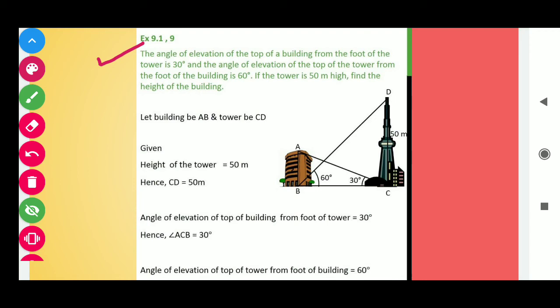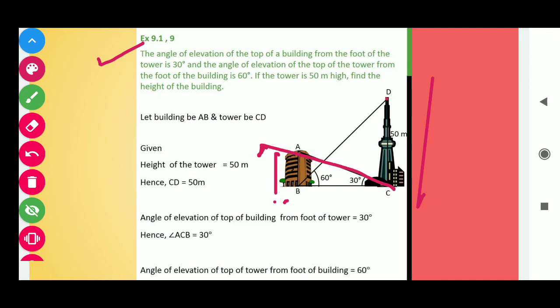Student क्वेश्चन को ध्यान से समझेंगे. Angle of elevation of the top of the building from the foot of the tower. You can see here that this is the building. Okay, this is the building and this is the tower. Angle of elevation of the top of building from the foot of the tower is 30 degree. Tower के foot से top of the building तक angle of elevation कितना है? 30 degree है. क्योंकि angle of elevation की बात हो रही है तो उसमें हमें नीचे से ऊपर की तरफ ही देखना होता है. Elevation means आप in the upward direction आप अपने eye angle of sight को increase कर रहे हैं in the upward direction.